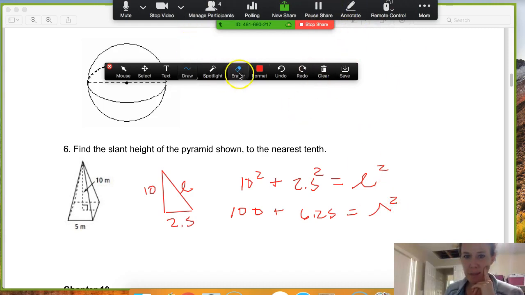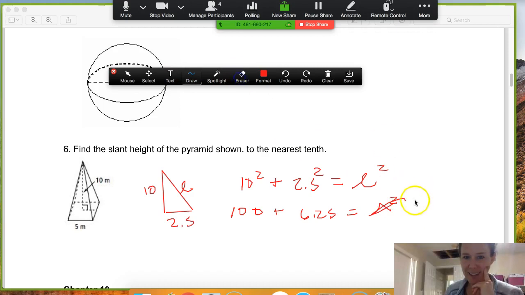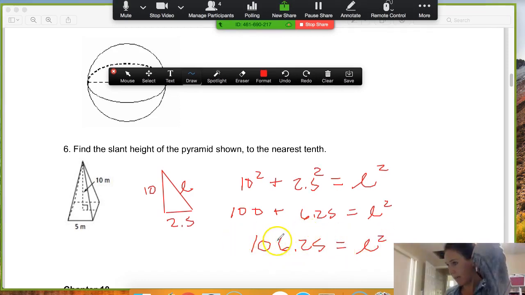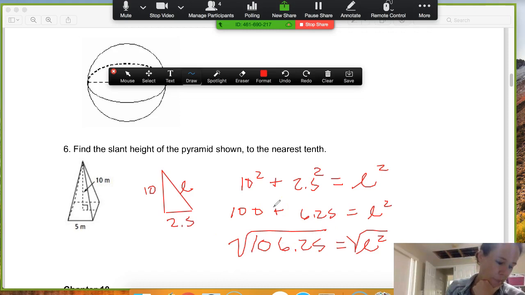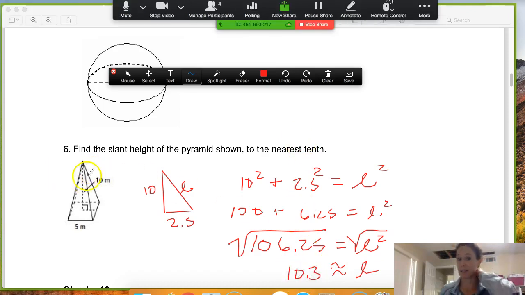Sometimes after a minute, the pen gets tired and it does not let me write how I want. Okay, so length squared: 100 plus 6.25, so 106.25 is your length squared. Now to solve, what do I do to both sides? Square root. Square root of 106.25, and I'm going to get an approximate 10.3. Yeah, just round to the nearest tenth. So 10.3. There you go, and that's the slant height. I wasn't asked to find the volume there, so we're done with that one.